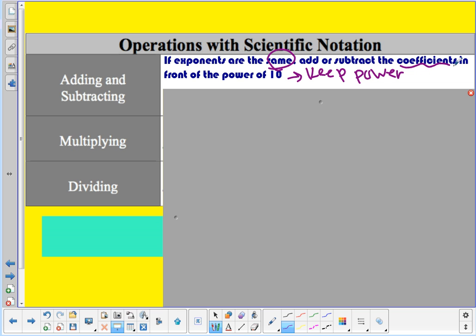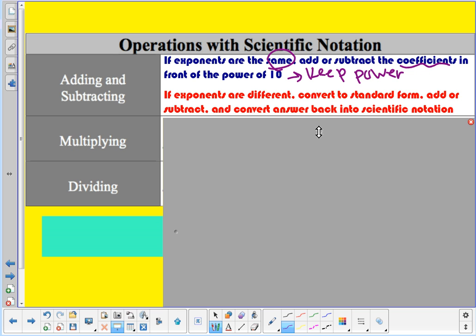Okay, that really helps. But if they're different, this is when life gets a little bit interesting. If the exponents are different, we need to convert them to standard form first. Then we're going to add or subtract, and then we'll convert our answer back into scientific notation. So if the exponents are different, we have a little bit more work to do, but it's still doable.